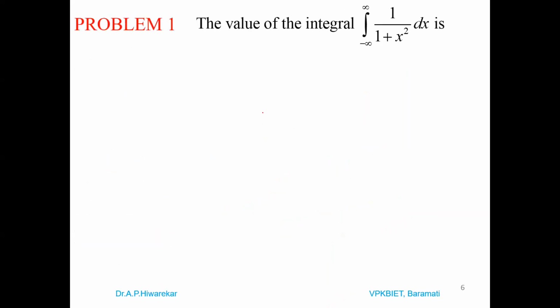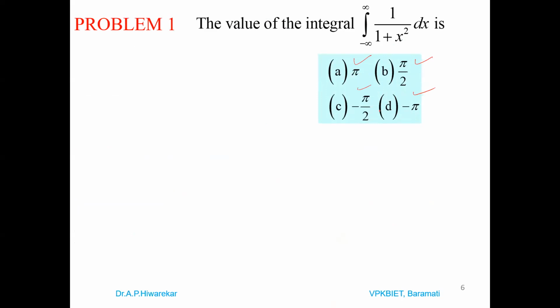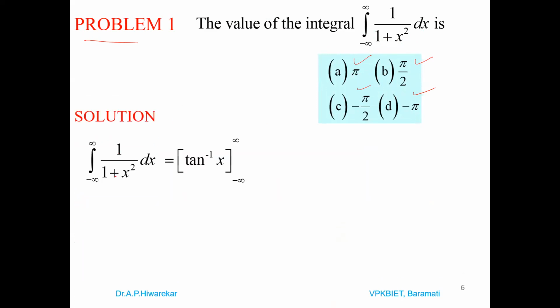So problem number 1: the value of the integration from minus infinity to plus infinity of 1 by 1 plus x square dx is: A is pi, B is pi by 2, C is minus pi by 2, and D is pi. This is a very simple integral, and this problem appeared in the GATE examination. We know that the integration of 1 by 1 plus x square dx is tan inverse x. Then apply limits. Upper limit is infinity, lower limit is minus infinity. So we have tan inverse of infinity minus tan inverse of minus infinity.